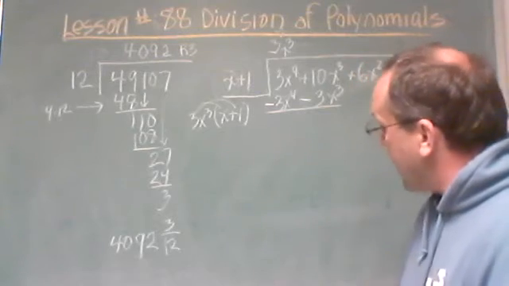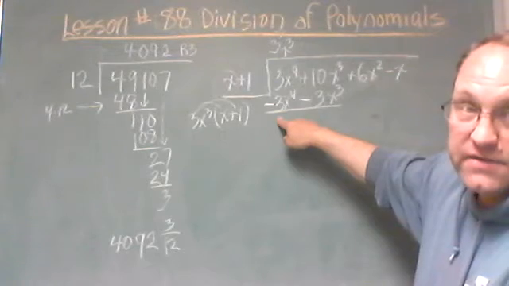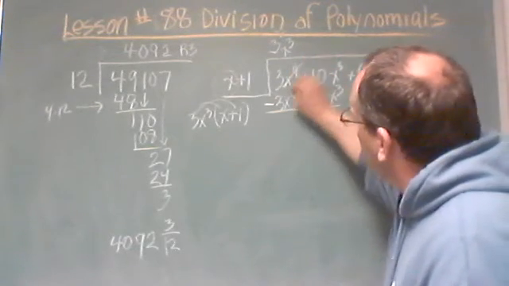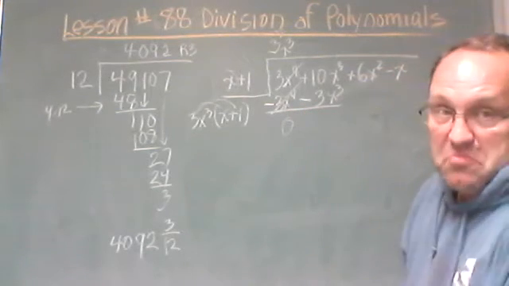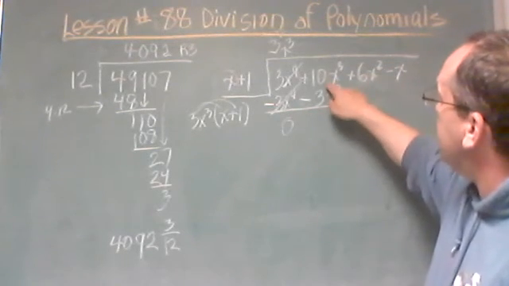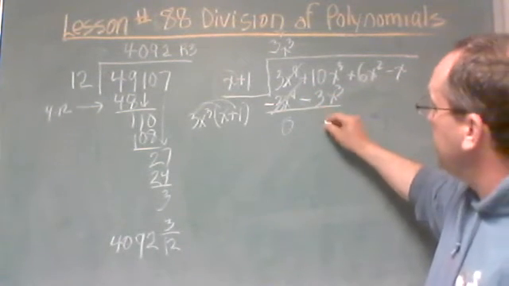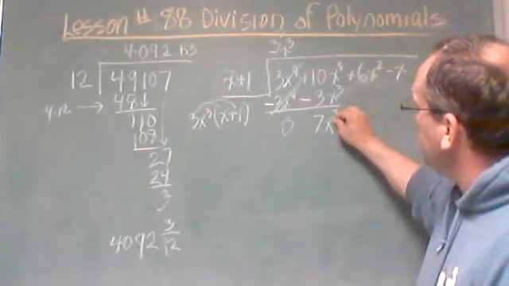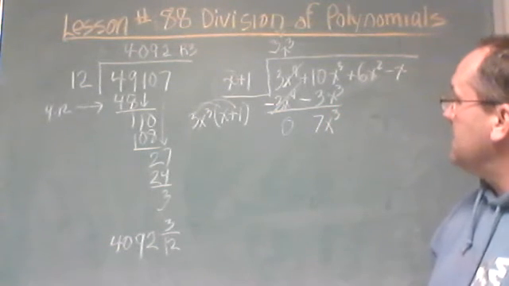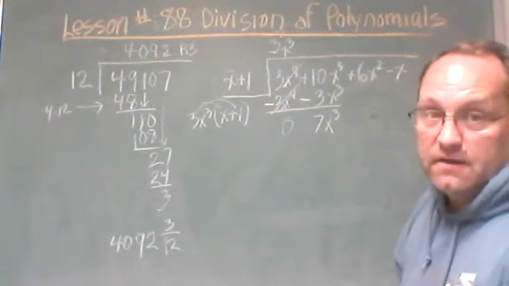And then I add 3x to the 4th minus 3x to the 4th. They cancel out, okay? It would be a 0. I don't really have to put the 0, I'll put it there for right now. A 10x to the 3rd minus a 3x to the 3rd leaves a positive 7x to the 3rd. Okay? So I've done my subtraction, or adding the negative.